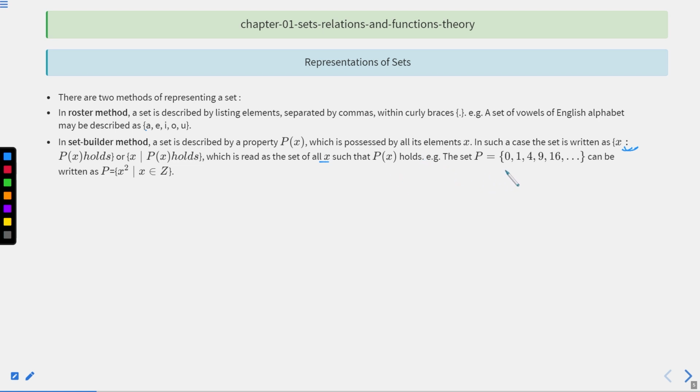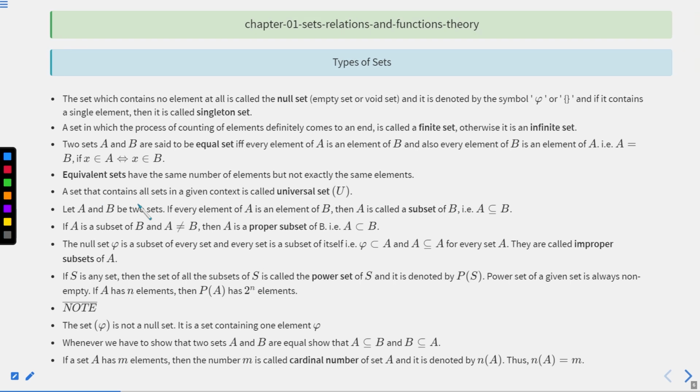Example: set P = {0, 1, 4, 9, 16} can be written as P = {x² : x belongs to Z}. We know that we represent Z as the set of all integers, right? So here we can say that P = {x² : x belongs to the set of integers}, right? So these are the two methods of representation of sets.